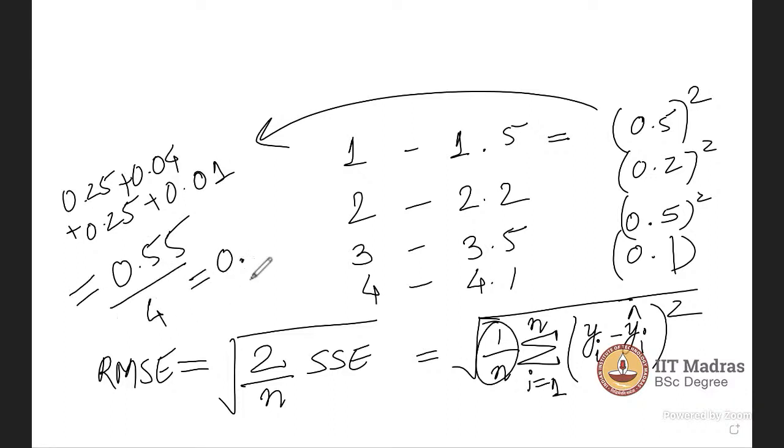So we'll get something like 0.1375, and take the square root of it. I think it should come out to be around... 0.4 is 0.16, 0.3 is 0.09, so something between 0.3 and 0.4. I think it should be the answer.